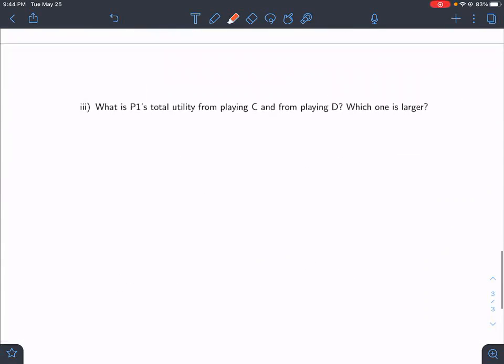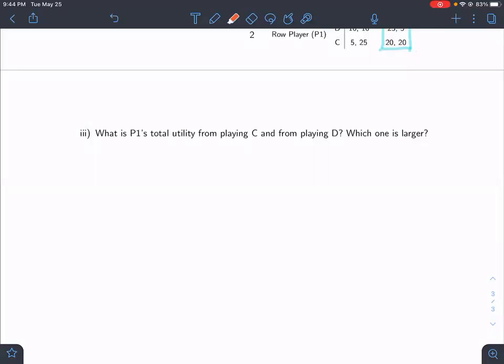Okay, so what is P1's total utility from playing C and from playing D? So when playing C, it should be the utility of the first guy when A1 is C. So let me annotate here what P1 plays.